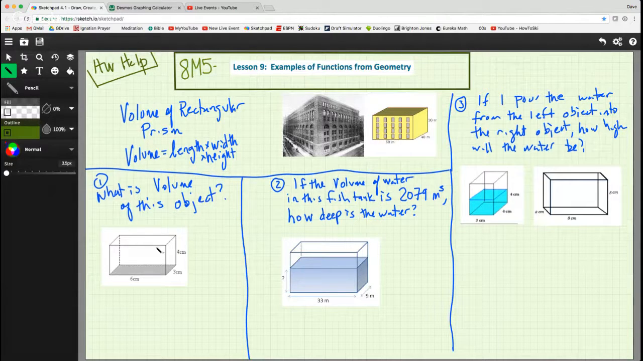So the volume of this object is equal to the length times the width times the height. And it doesn't matter what you call the length, the width, and the height. Some people get all hung up on what is the length, width, and height. All you have to do is multiply the 3 dimensions together and get your answer. So we'll just call the long thing the length. The width we'll call this thing.